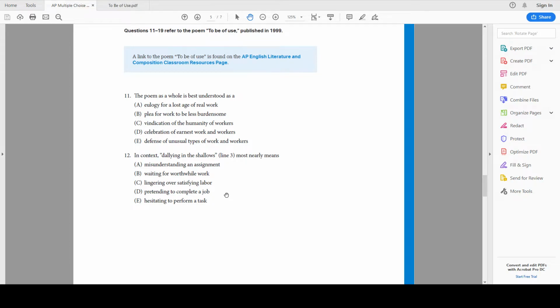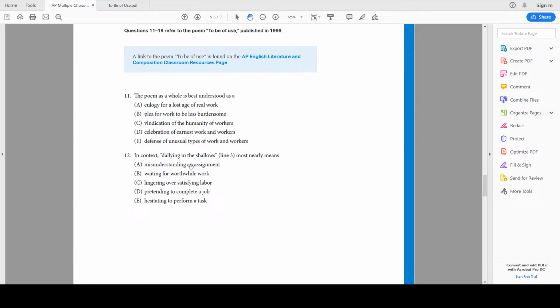Ayo! So, answer A. Misunderstanding an assignment, no. Waiting for worthwhile work, no. Lingering over satisfying labor. Lingering is a tempting word, right? Because what dallying in the shallows means is like not diving into work.